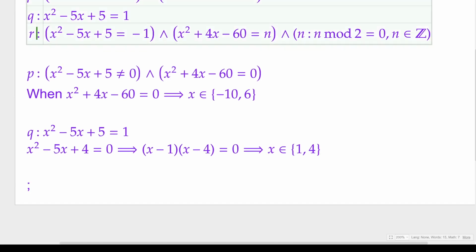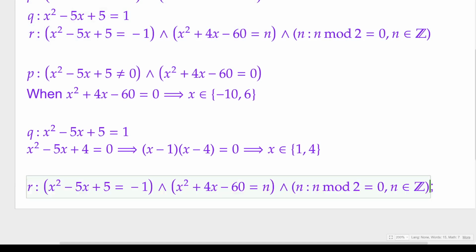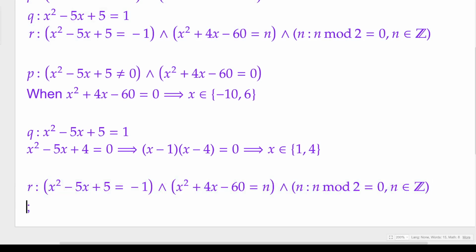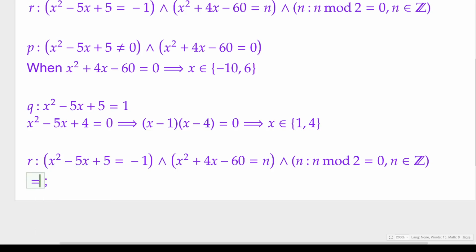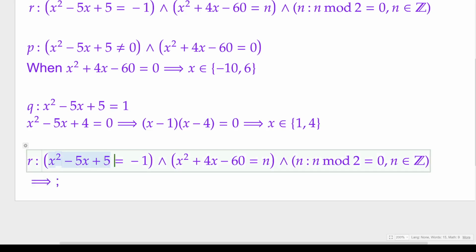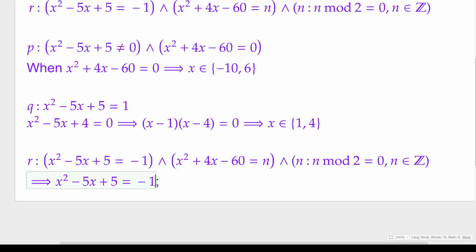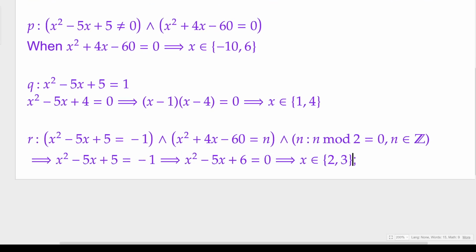Now considering the next statement as r. Proceeding with this, on solving x² − 5x + 5 equal to negative 1, adding 1 on both sides, this will be x² − 5x + 6 equal to 0, and this is a very well known quadratic. So x will belong to the set {2, 3}. So x can accept the values of 2 and 3.